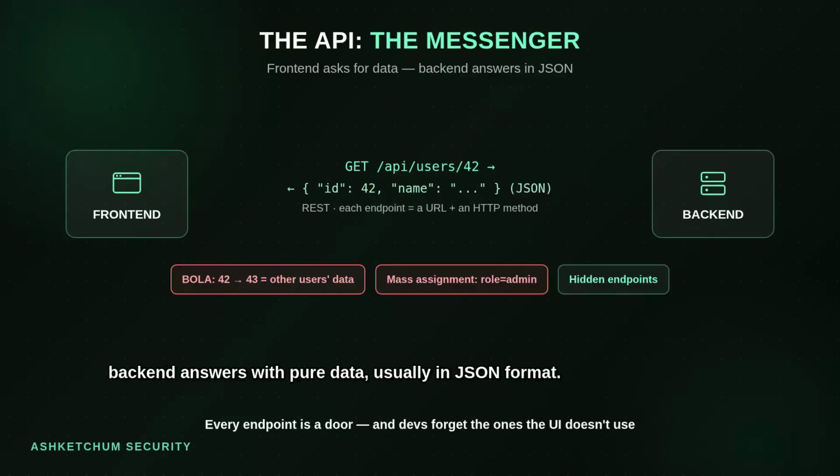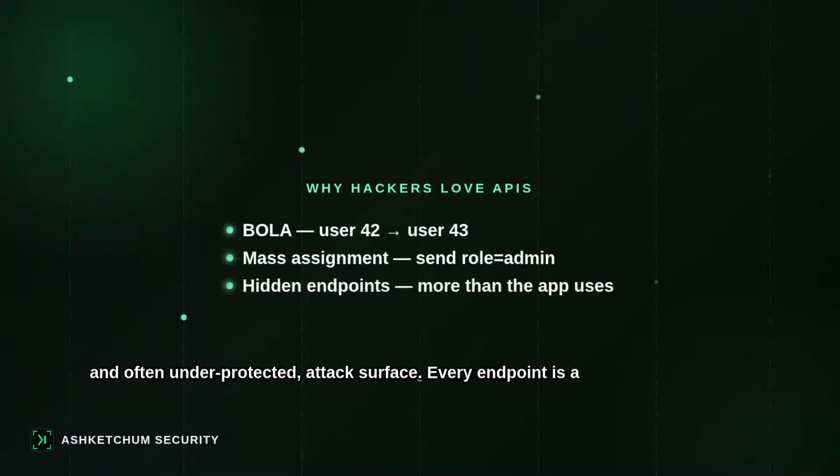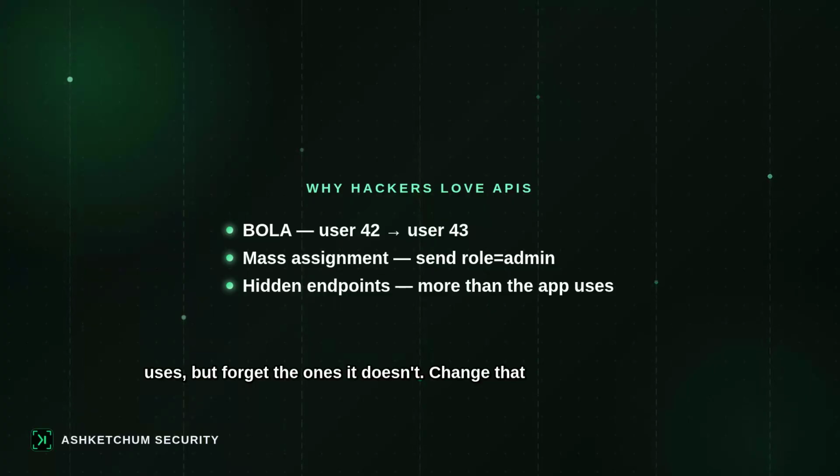The most common style is REST, where each endpoint is a URL, and you use HTTP methods, the GET, POST, PUT, DELETE we learned last episode, to act on it. So a request might be GET /api/user/42. Now, why do hackers love APIs? Because they are a massive and often underprotected attack surface. Every endpoint is a door. Developers frequently secure the ones the frontend obviously uses, but forget the ones it doesn't.